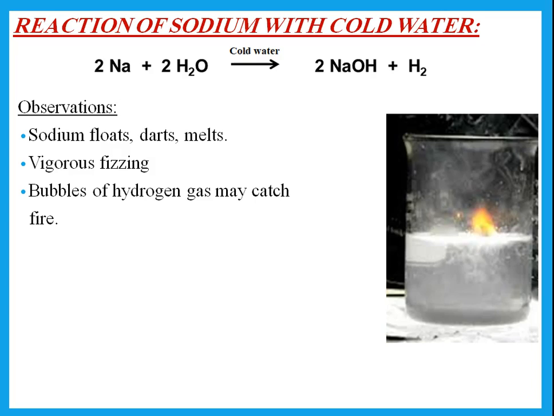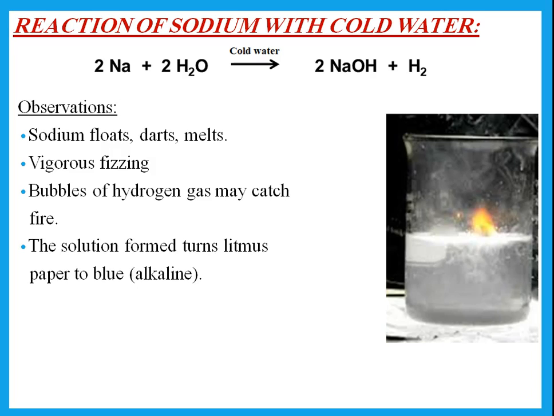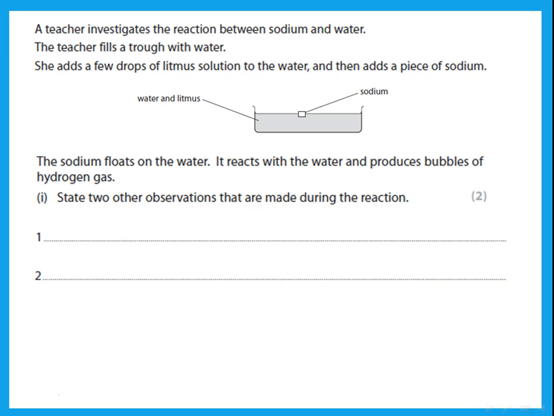A fourth observation would be the fact that because it gives sodium hydroxide as a product, then the solution is alkaline, and that means if I put litmus paper, what happens? The solution turns litmus paper to blue because the solution is alkaline. Okay? You have to know the observations when we put sodium in cold water. So this is a typical question.